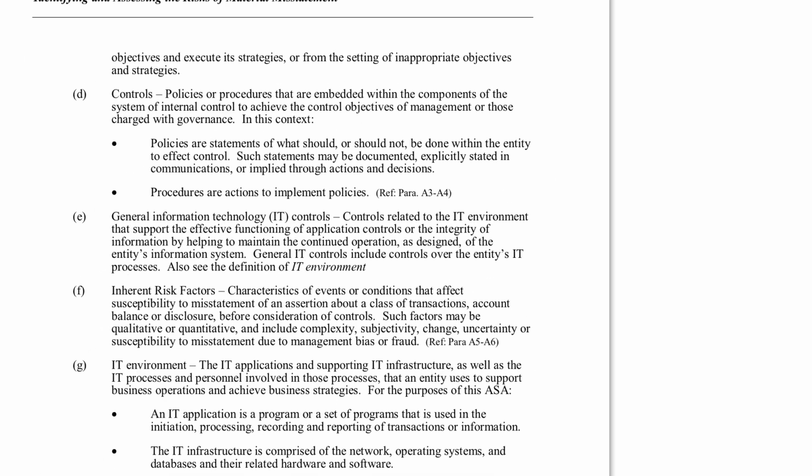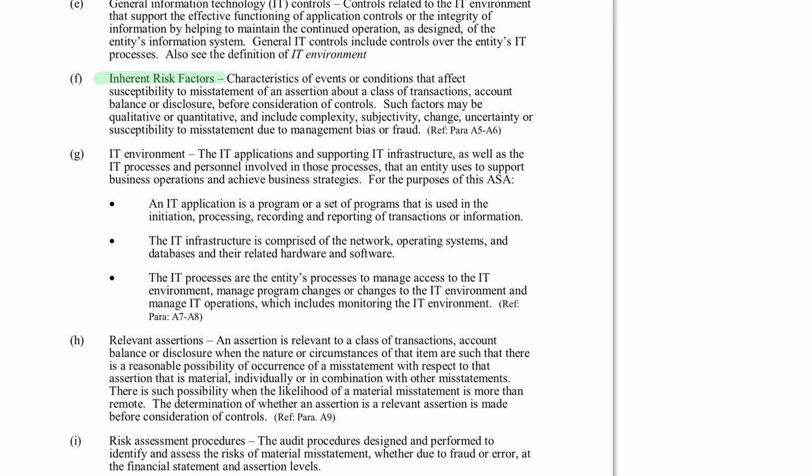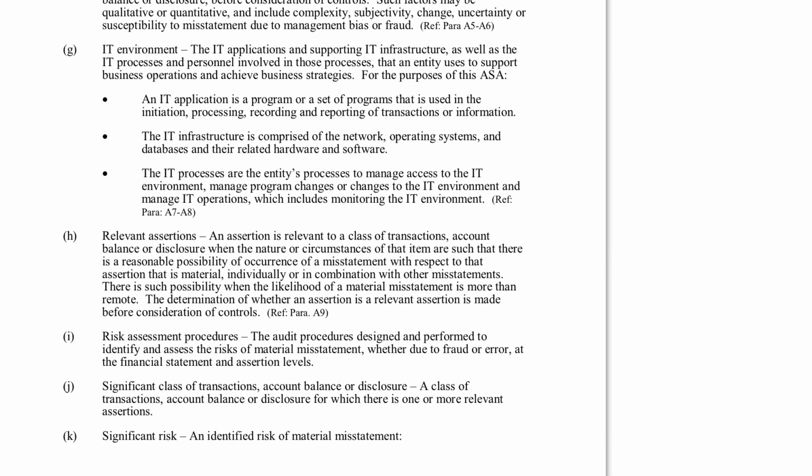We scroll down, we've got lots more descriptions here. We've got controls, general IT controls, inherent risk factors. This one's going to be critical for my students, understanding inherent risks, the IT environment, knowing about what assertions might be relevant, risk assessment procedures, and key, significant risk, because that's what we're doing here. In this task, the standard requires us to identify these significant risks.